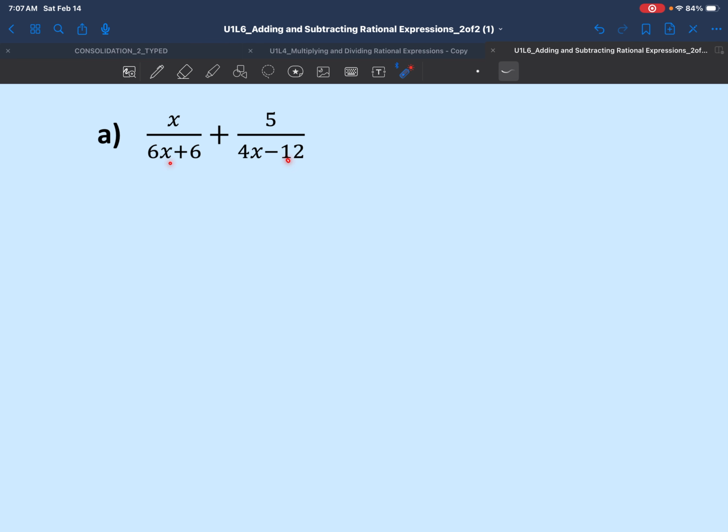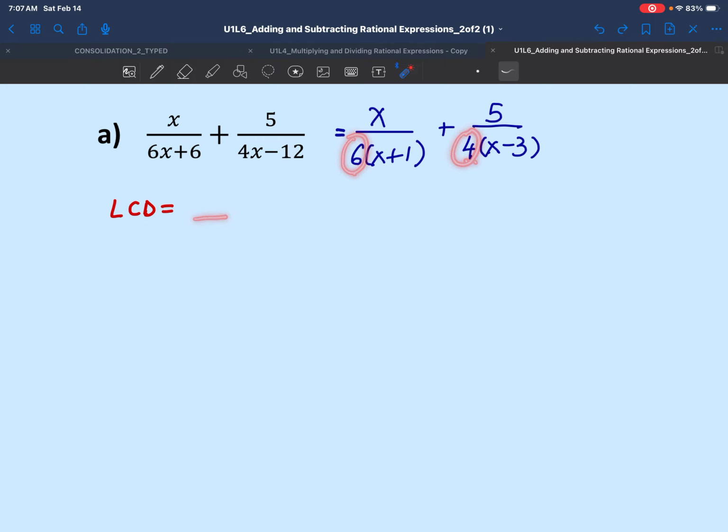So in our case, 6x plus 6 will factor into 6 times (x plus 1). And 4x minus 12 will factor into 4 times (x minus 3). Now we can state the lowest common denominator, and we'll start off with the monomial factors. So these are numerical. So the lowest common multiple of the numbers 6 and 4 will be a factor of the lowest common denominator. In our case, we have 12.